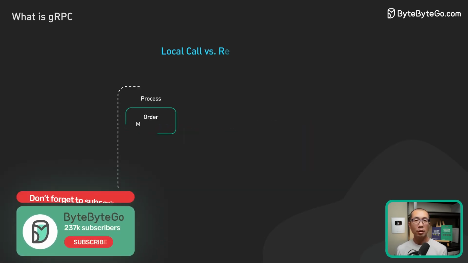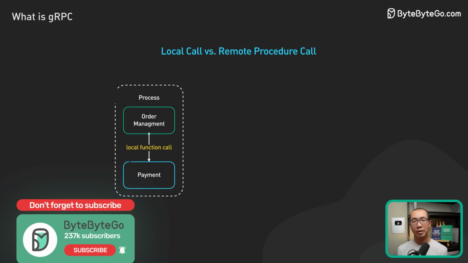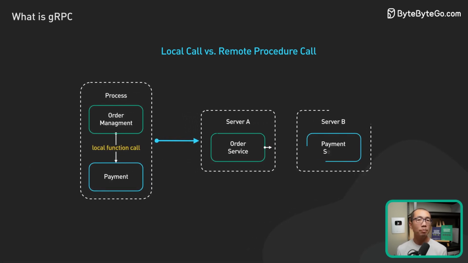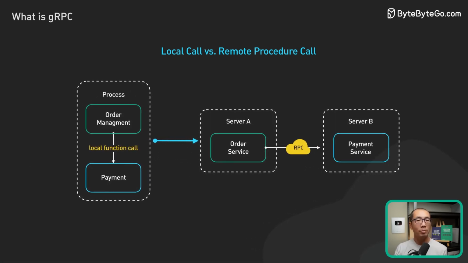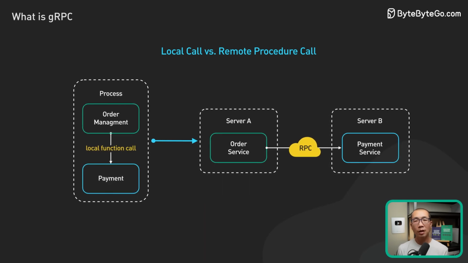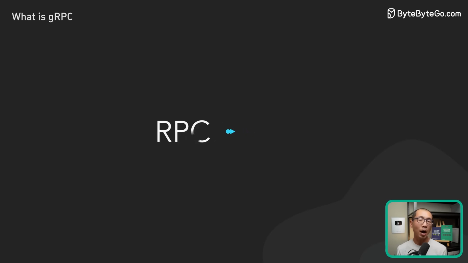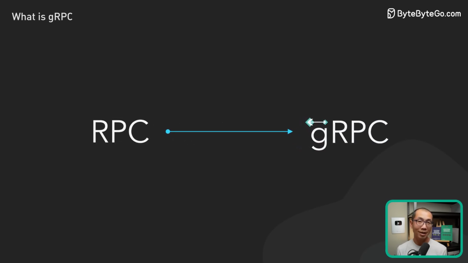A local procedure call is a function call within a process to execute some code. A remote procedure call enables one machine to invoke some code on another machine as if it is a local function call from a user's perspective. gRPC is a popular implementation of RPC.